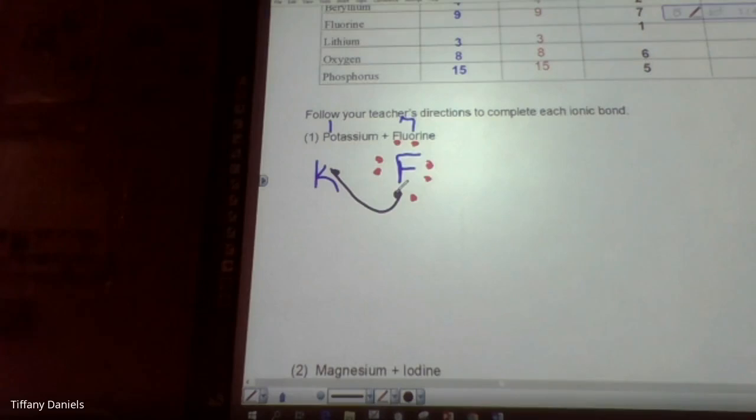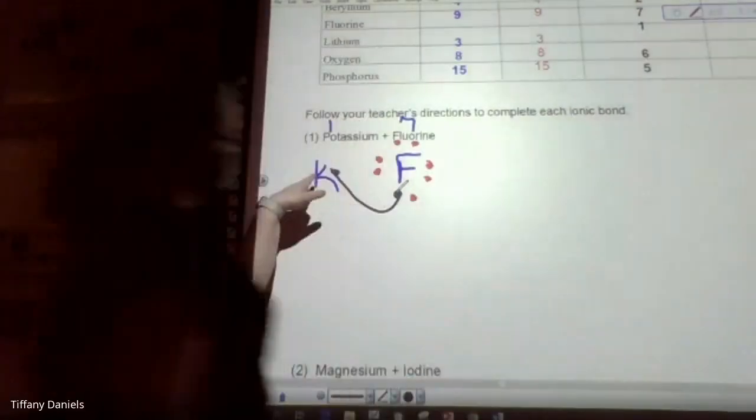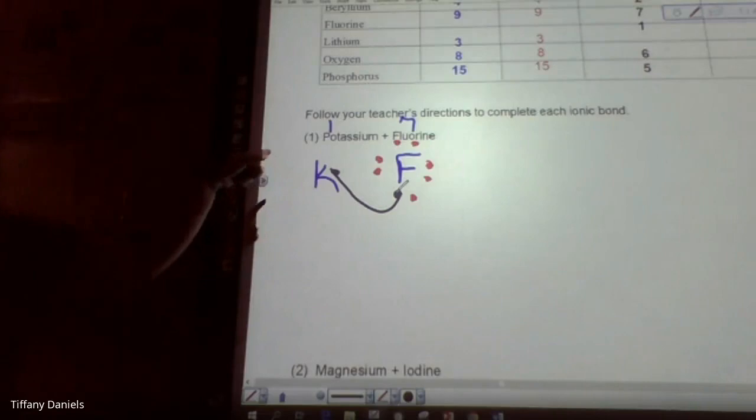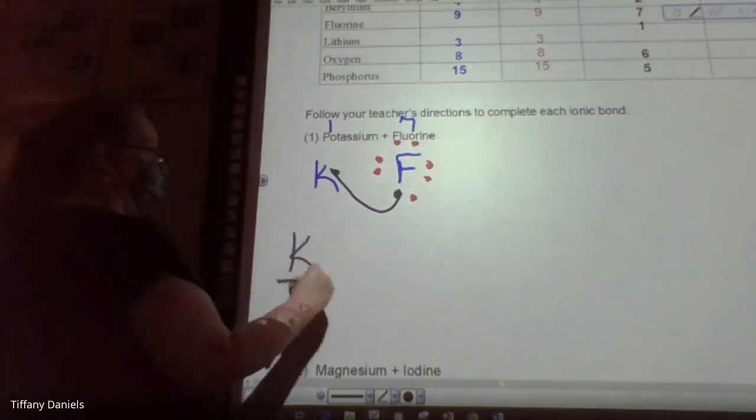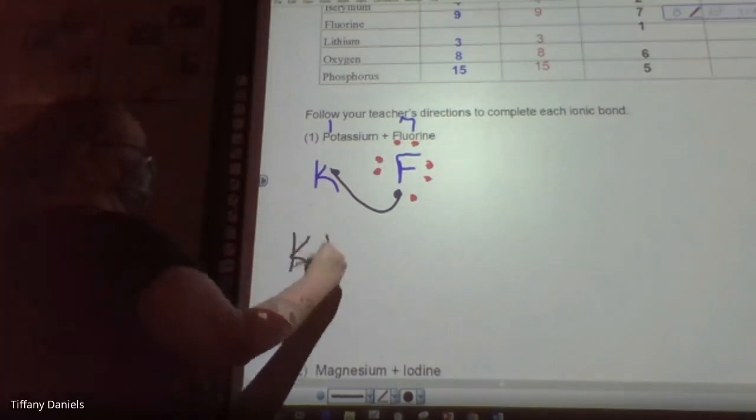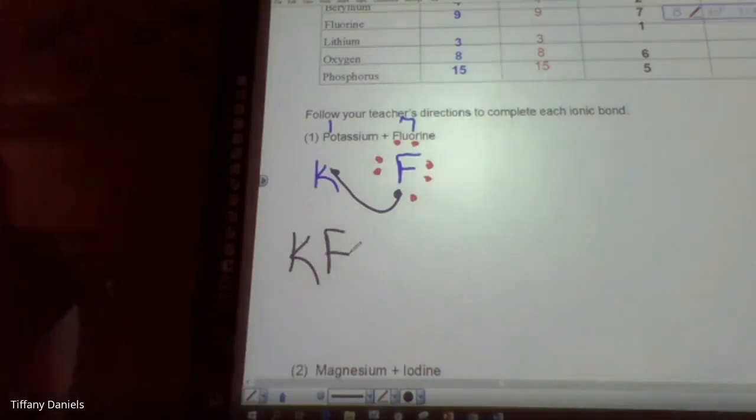Now we want to write our formula. So how many K's are there? 1 K. How many F's? 1 F. That's my formula. And it even has a name.